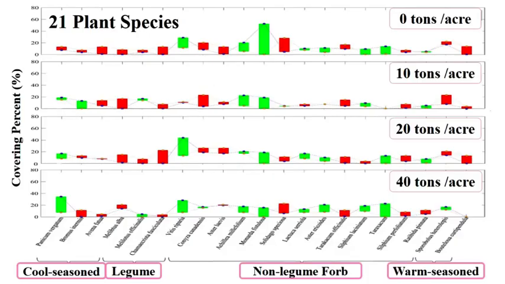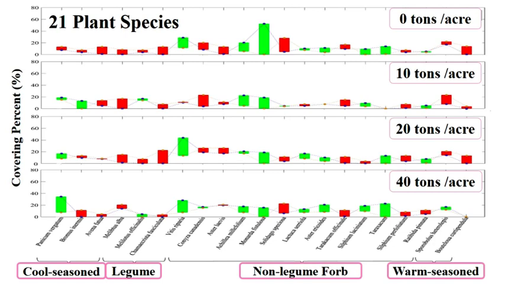Here is the plant identification table. We have more than 21 plant species, but at least the most common plant species are here. It's hard for you to look at each plant species name, but I just want you to have some sense of the trend. First, we have cool season grass, legume, forb, and warm season grass. And we have different treatments: 0 tons per acre, 10 tons per acre, 20 tons per acre, and 14 tons per acre.